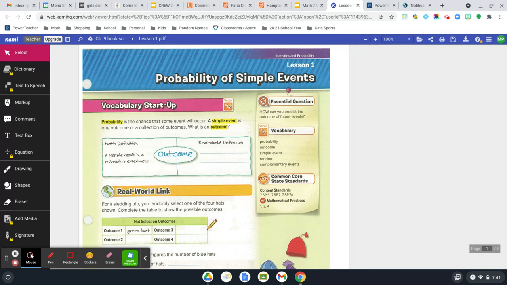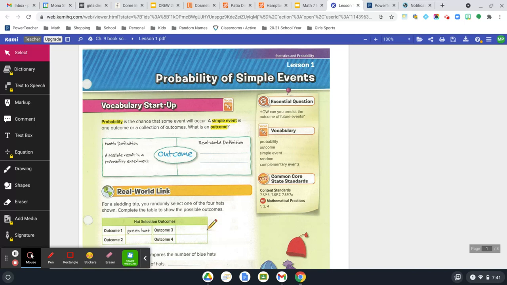Vocabulary startup. We're going to look on page 711 for lesson 1, and we're going to go through this first page a little bit and talk about some vocabulary and also just look at some examples in the real world where we would use probability. And actually, this whole chapter, you'll see a lot of real world connections. So starting at the top here, probability is the chance that some event will occur. And a simple event, specifically for this lesson, lesson 1, is one outcome or a collection of outcomes.